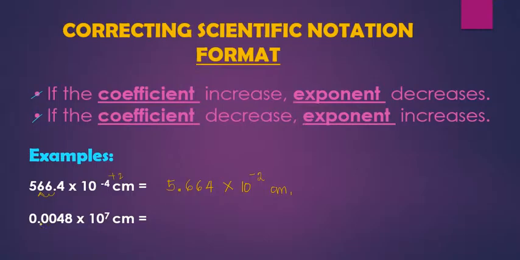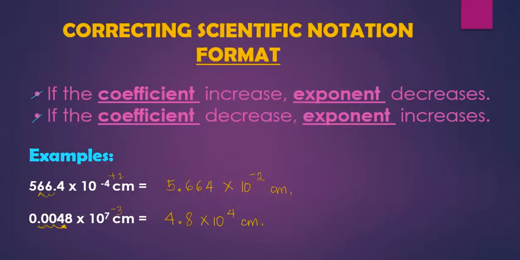Next example. You have 0.0048 times 10 to the 7th power cm. Again, this is not a correct scientific notation format because we do not allow zeros before the coefficient. So what we need to do is to bring the decimal point between 4 and 8. So that would be 4.8 times 10. From 0.0048, it became 4.8. So what happened to the coefficient? It increased. Therefore, the exponent should decrease. How many places did you move? 3. So that should be minus 3. So 7 minus 3 is actually a 4. So you now have a new exponent of 4 cm.